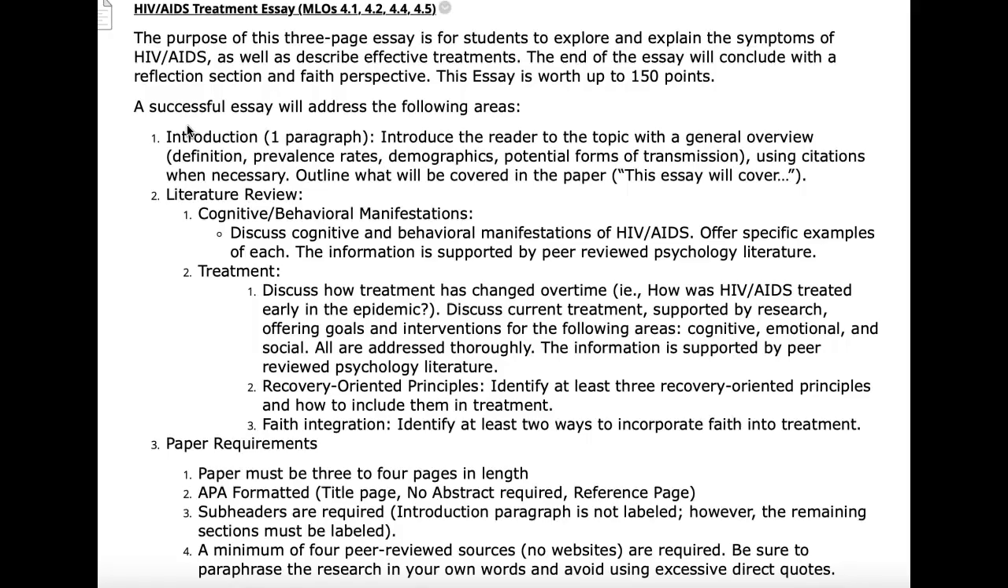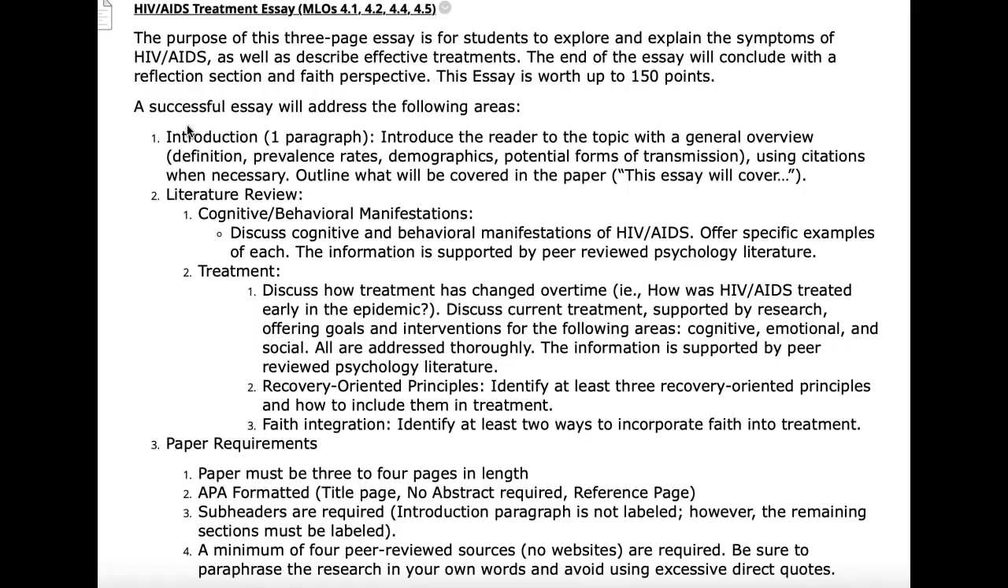I wanted to go over a little bit your paper that is due at the end of this week. You are going to be writing an HIV/AIDS treatment essay. This is a 3-page essay, and it's worth 150 points, and it's just a way for you to describe HIV/AIDS, the effects and the treatment, and you are to follow this rubric right here.